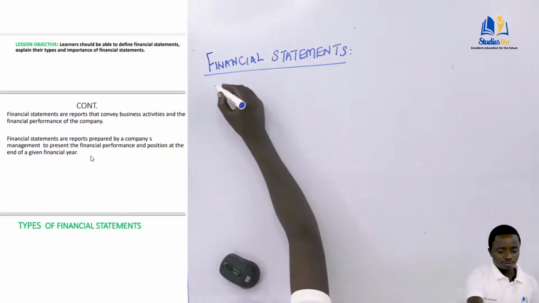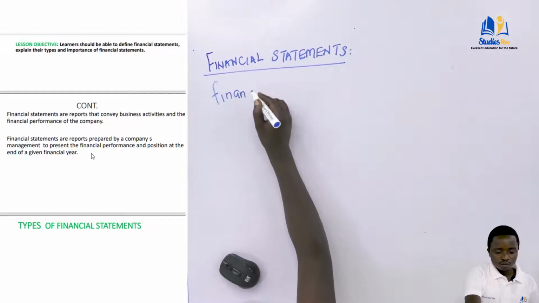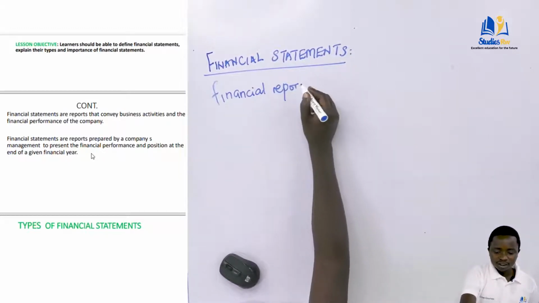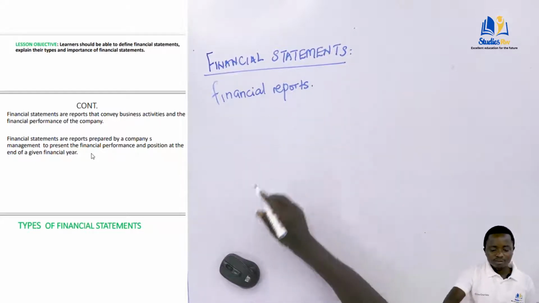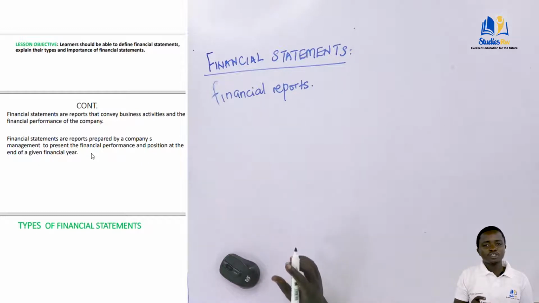So they are financial reports. Why do we say that they are financial reports? They are reporting financial performance and financial position of a business at the end of a given trading period. And therefore, from the reports given, the business owners and different stakeholders can make right decisions regarding the company or the business.